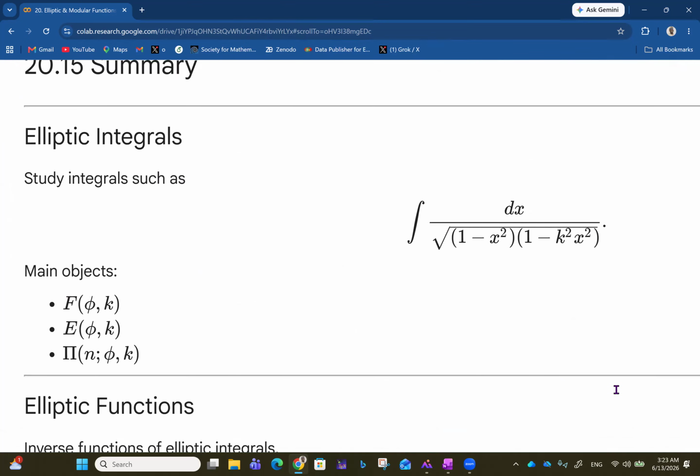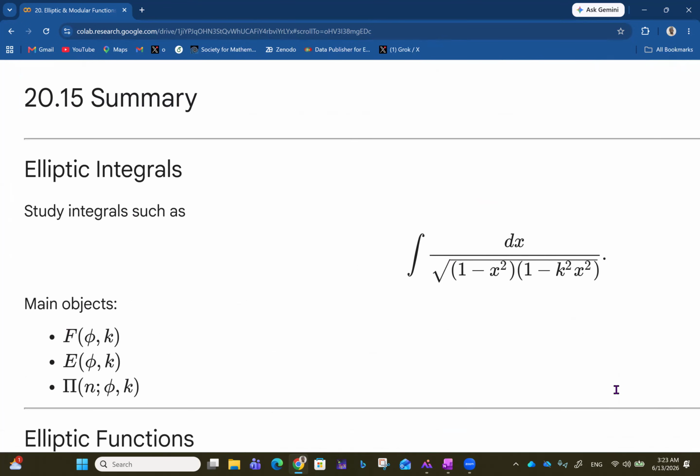So in summary, we talked about elliptic integrals. We study integrals such as the integral of dx over the square root of 1 minus x squared times 1 minus k squared x squared. And you have main objects like F of phi comma k, E of phi comma k, and I want to call this Pi, so it's like big Pi of n semicolon phi comma k.